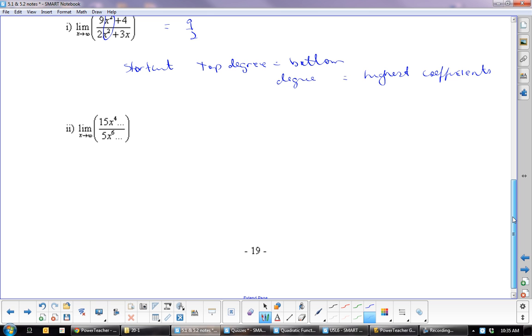Okay, now if you have this number on top, it is going to be much bigger than this number on the bottom if you put infinity in there, right? So if it's bigger on the bottom, it'll turn into 0. Okay, so this equals 0. So the shortcut: if the top degree is less than the bottom, it approaches 0.